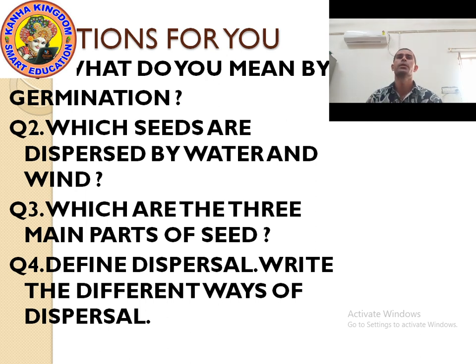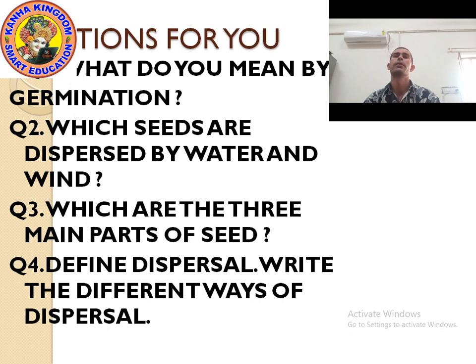Question number 2. Which seeds are dispersed by water and wind? With the help of water, coconut and lotus disperse, and with the help of wind, maple and dandelion easily disperse away, because maple and dandelion have wing-like structures or hair.